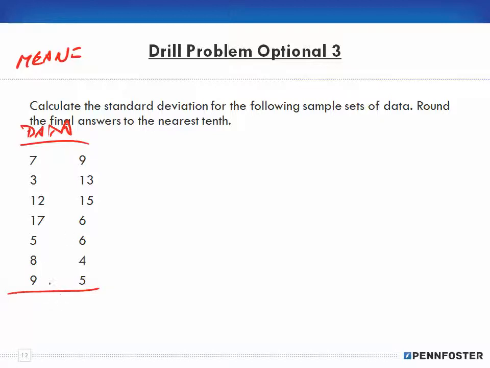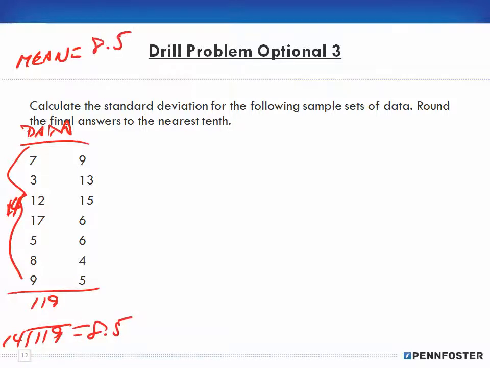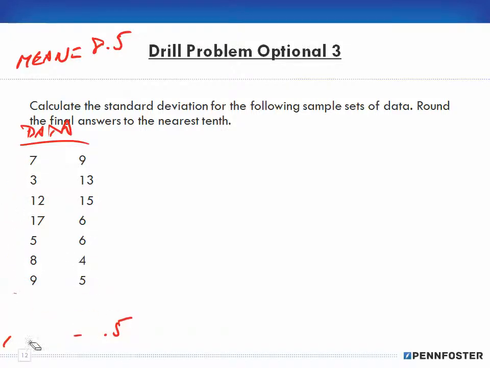I did this math earlier, before I actually went into this video, just because I wanted to know what the mean was. So when I added up all of these data points, I ended up with 119 for a total. And there's 14 data points here, so I take 119 and divide that by 14, and I end up with 8.5 as my mean. My mean is nothing more than an average of all of that data. Now we take the data minus the mean to get the deviation.